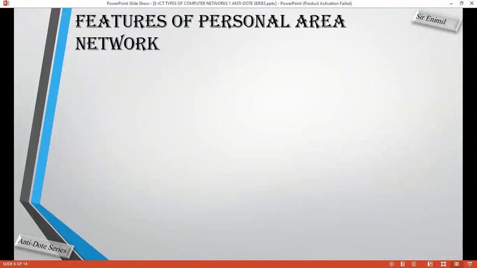Now, a personal area network has features. By features, we mean how can one identify a personal area network, or how can you tell that this is a personal area network? So one, communication is short range. So when it comes to a personal area network, communication is short range. It's within the area, I mean, the home environment or the space where you've created this network.